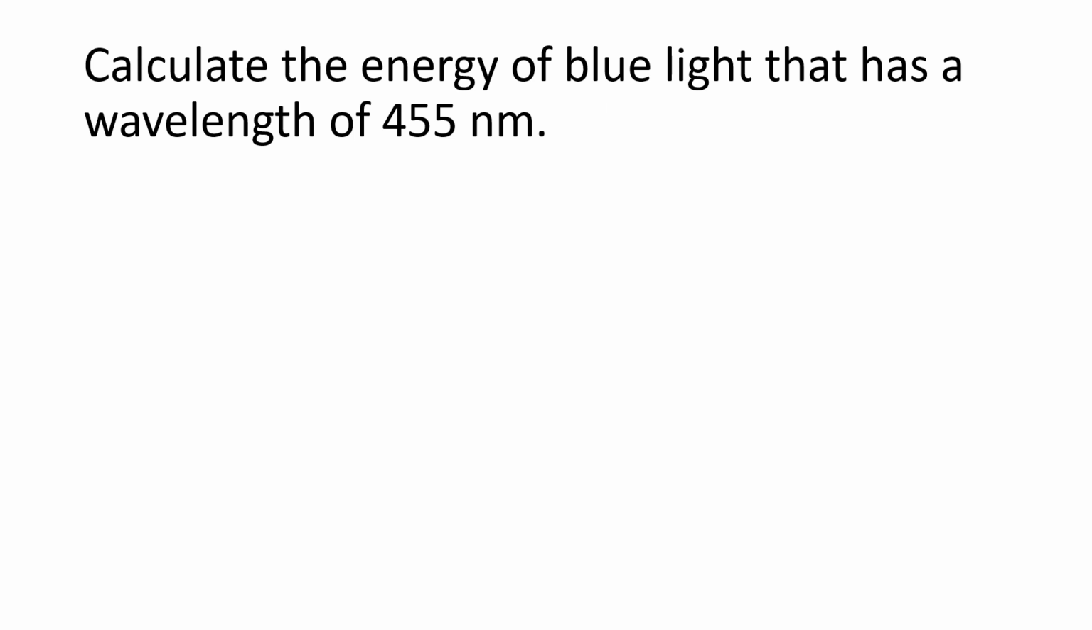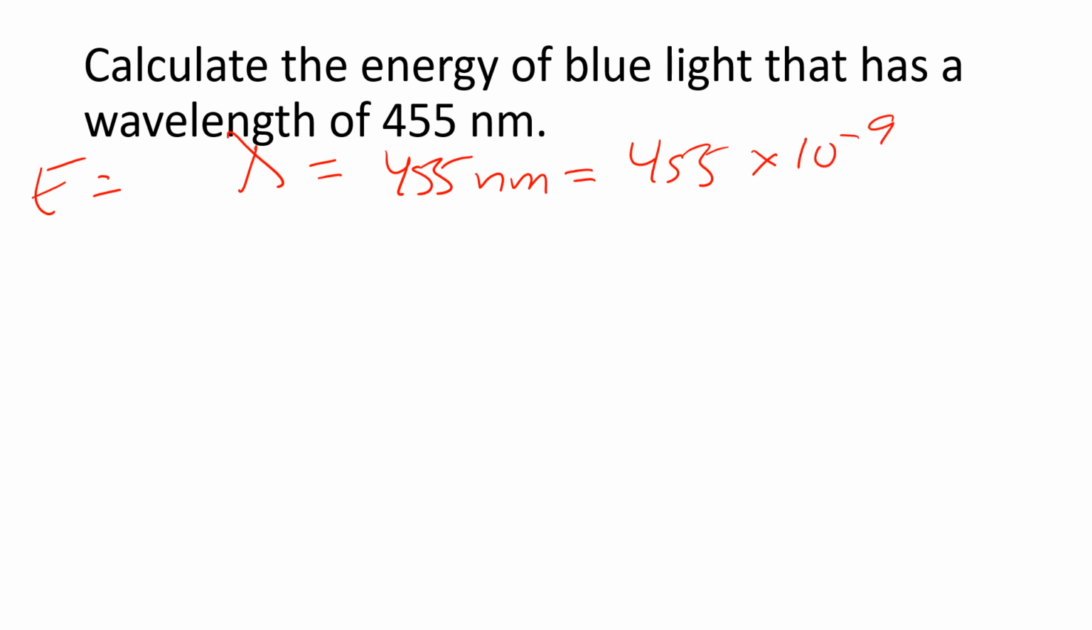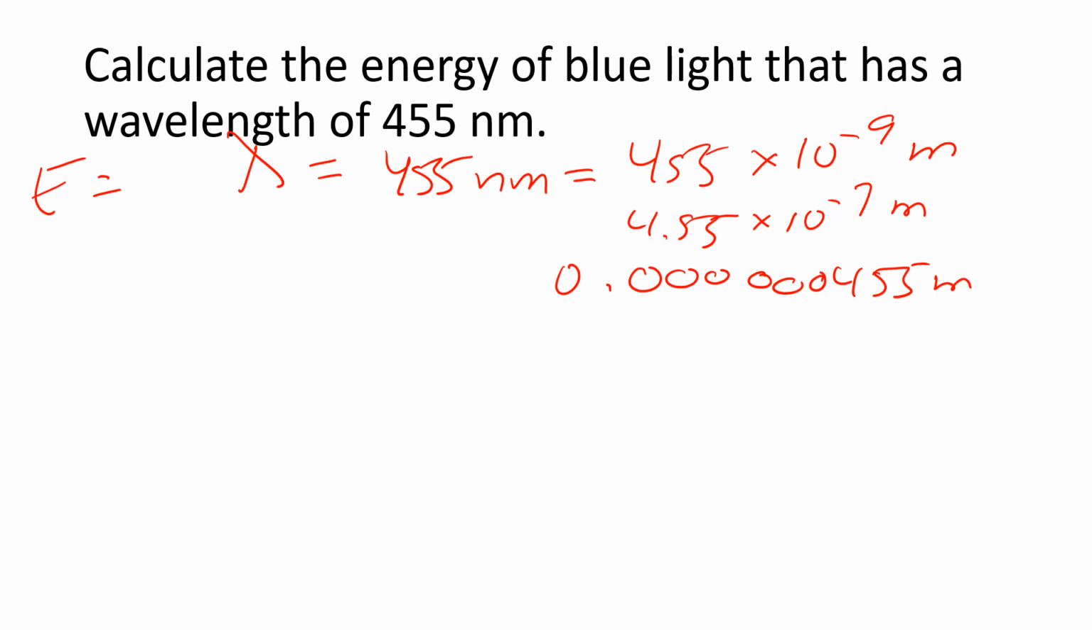Calculate the energy of blue light that has a wavelength of 455 nanometers. So energy is my unknown. Wavelength is 455 nanometers. Needs to be in meters. So you can just do 455 times 10 to the negative 9 meters, or 4.55 times 10 to the negative 7 meters. That's my knowns and unknowns.